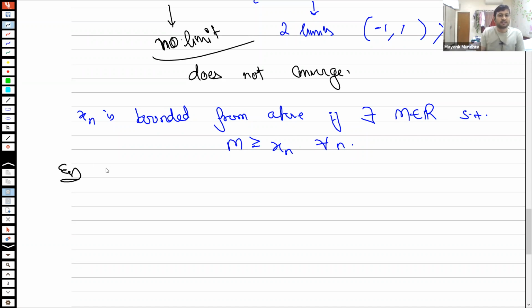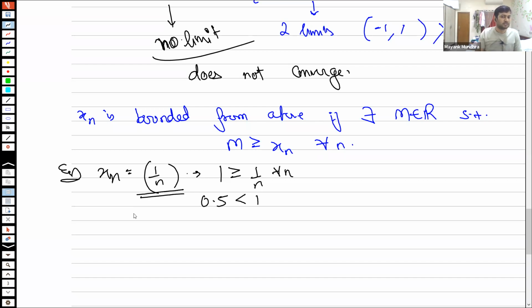Okay, so let's take some examples. Suppose I take xn equals to 1 by n. So I know that 1 is greater than or equal to 1 by n for all n. So 1 is definitely an upper bound. You can take 2 as upper bound, 3 as upper bound. You can take 3.5 as an upper bound. 0.5 is not an upper bound. An upper bound is something which is greater than every element of a sequence. So here 0.5 is not an upper bound because 0.5 is less than 1, which is a valid term of this sequence.